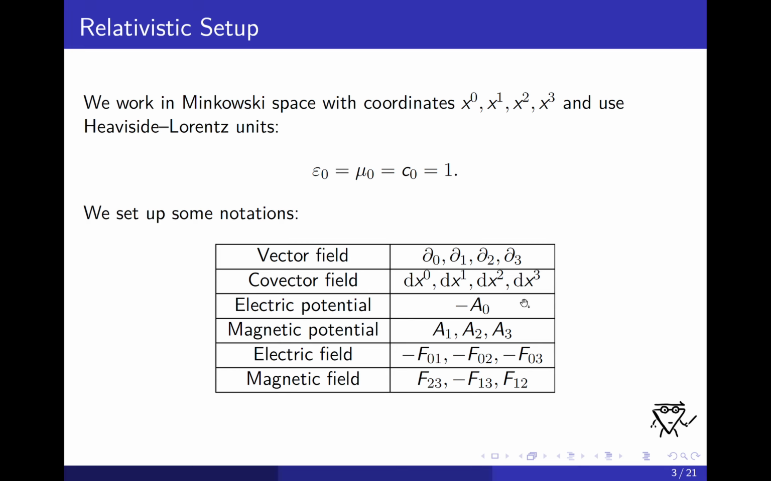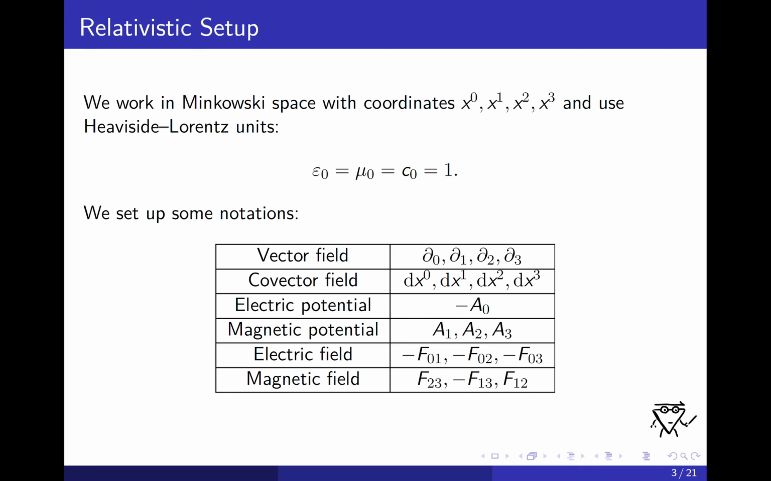Let's motivate the study of exterior differential by relativistic electromagnetism. We work in Minkowski space with coordinates x0 to x3. Note that we are going to distinguish the upper script and lower script and follow Einstein's notation throughout the note. We use HL units for simplicity, so epsilon naught, mu naught, and c are all 1.